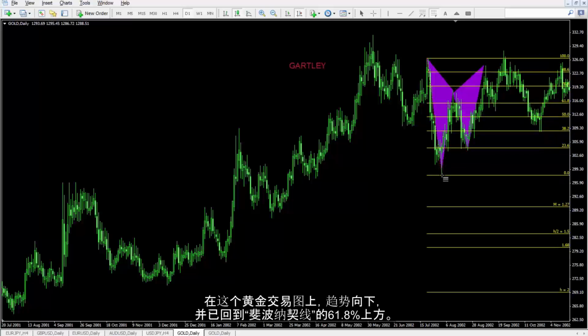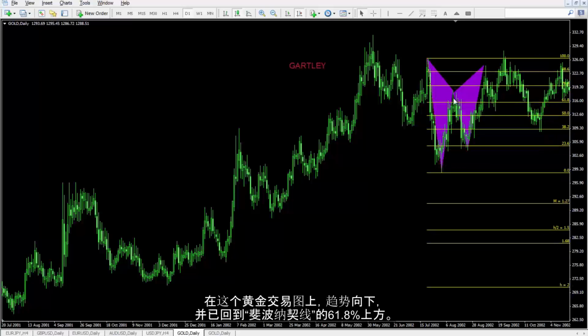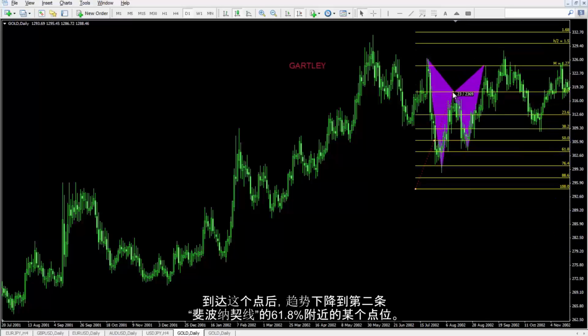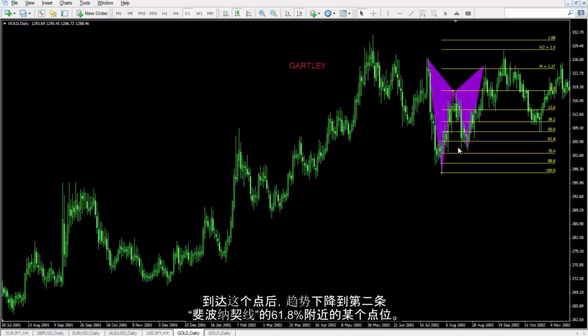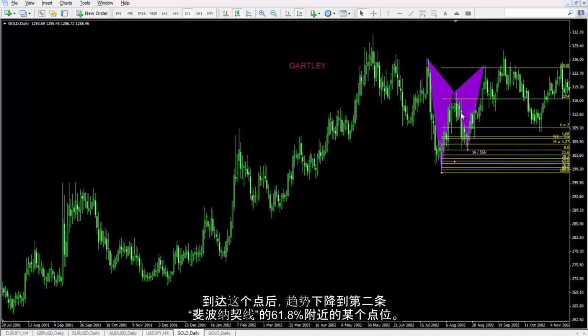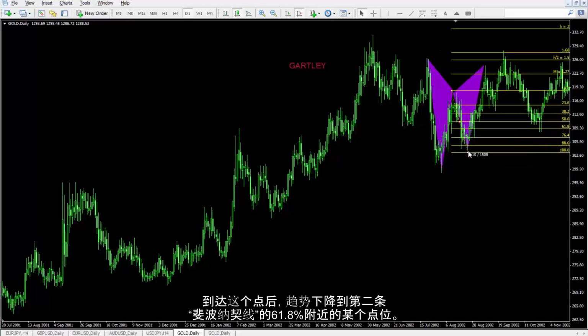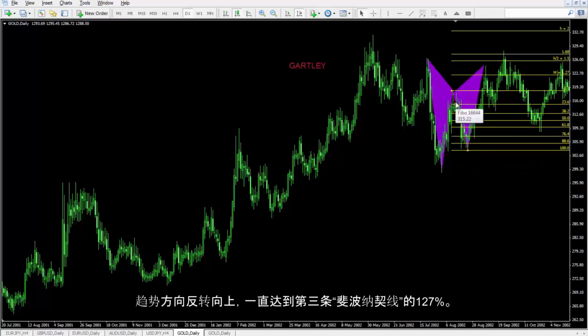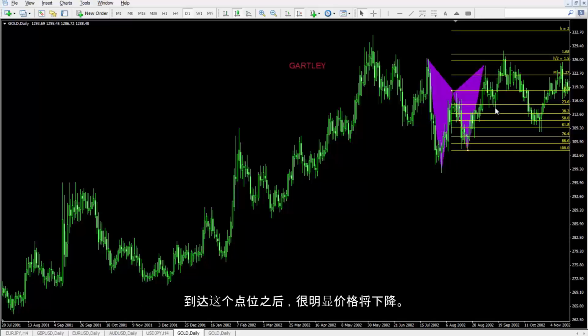On the gold chart, there is a downward trend that has returned over the 61.8% Fibonacci level. After it has met this point, the trend declined to a certain spot which is around 61.8% of the second Fibonacci. The trend direction changed towards the top until it reached 127% of the third Fibonacci. After this point, it was apparent that the price would decrease.